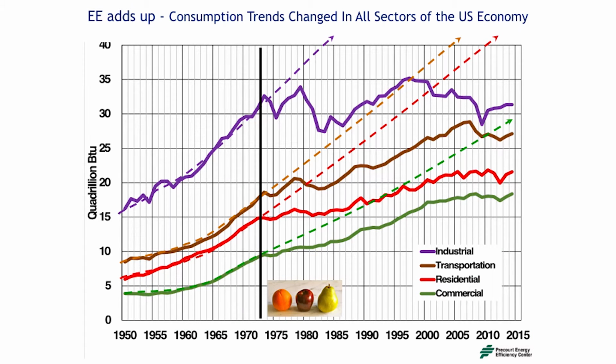Then this is a nice little graph that he does with consumption trends changing. That black line is the energy crisis. You can see before that black line what the trajectories are, and he likes to extend this out just so you can visualize the difference for industrial energy, transportation energy, residential energy, and commercial energy.